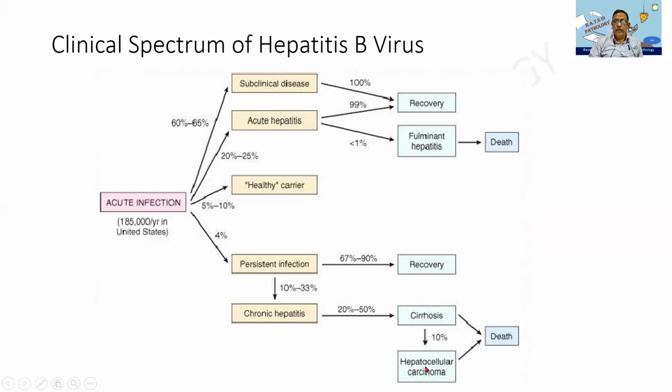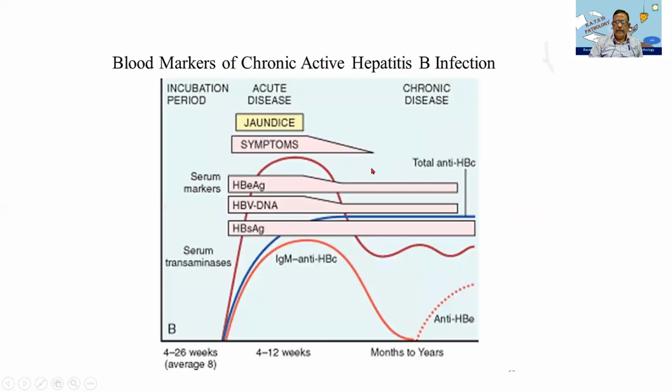Cirrhosis itself can lead to hepatocellular carcinoma, rarely in a case of viral hepatitis. Death is also possible in this. So this is a framework. I would like you people to kindly summarize this.